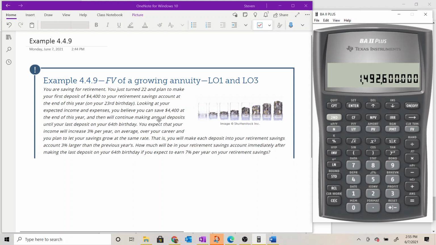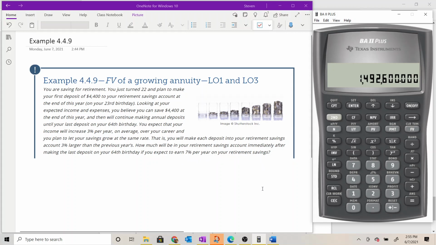You expect that your income will increase 3% per year on average over your career, and you plan to let your savings grow at the same rate. That is, you will make each deposit into your retirement savings account 3% larger than the previous year's. How much will be in your retirement savings account immediately after making your last deposit on your 64th birthday if you expect to earn 7% per year on your retirement savings?